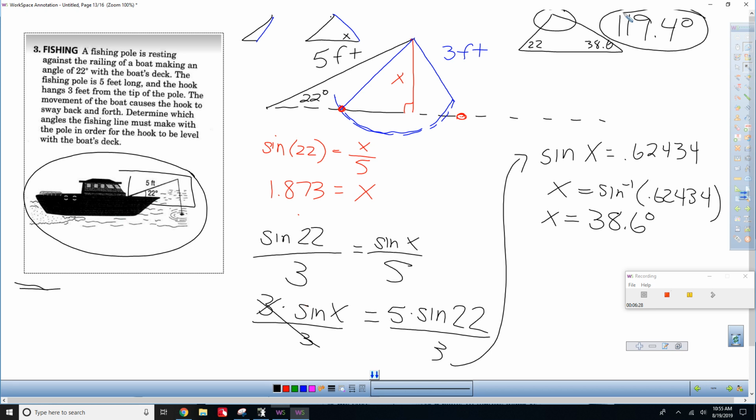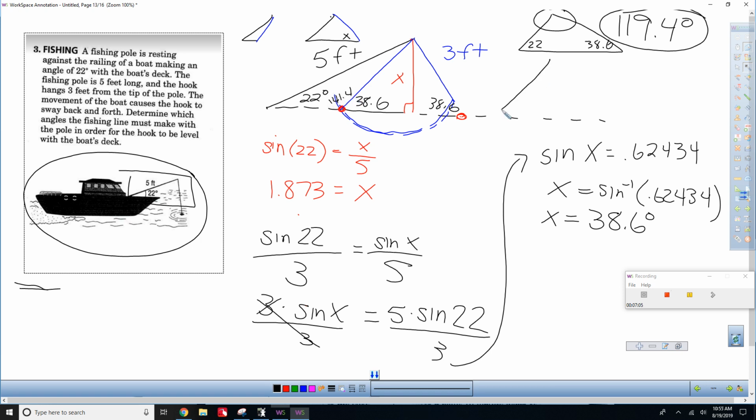Now, if this is 38.6, then this one would be 38.6. Hopefully you've watched the notes so you understand why that is. If not, this is very confusing. You're going to have to start over. If that one's 38.6, Brian, then let's do 180 minus that. And then you now know that this is 141.4.